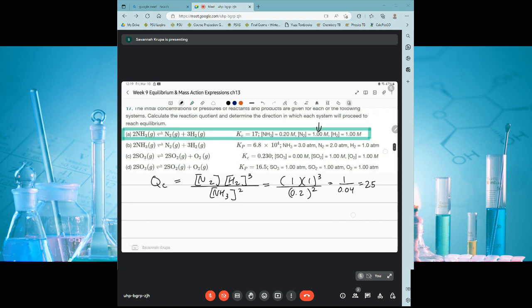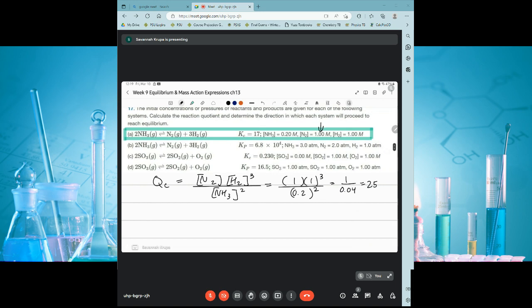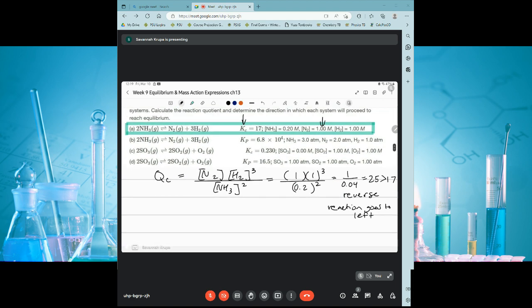And so that is the reaction quotient for this reaction, and it gives us the Kc value of 17. And because that is going to be less than the 25, it'll proceed reversely. So it'll go to the left. So the reaction goes to the left because the Kc value is a lot lower than the reaction quotient. Okay, so now let's move on to B.